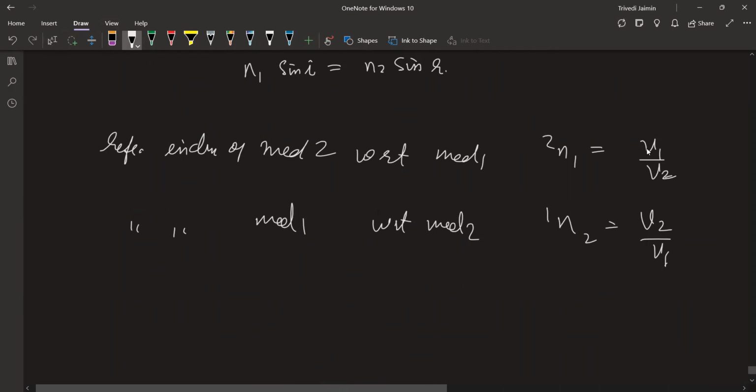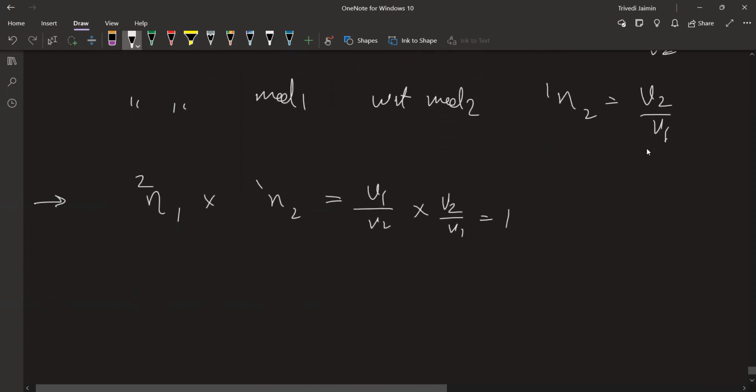Okay, so if we multiply this to both, let's name it equation 1 and 2, or whatever. So if you multiply equation 1 into 2, it will give you V1 by V2 into V2 by V1, which is equal to 1.